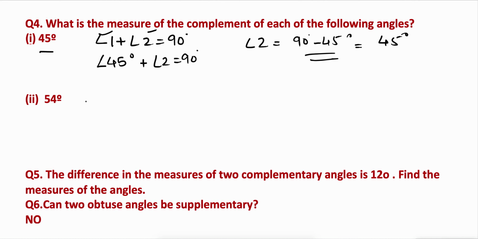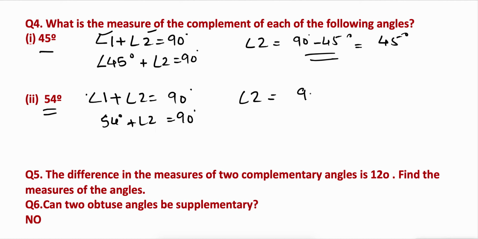Let's take one more example, 54 degrees. We have to find the measure of the complement of this angle. For complementary angles, angle 1 plus angle 2 is 90 degrees. This angle is given as 54 degrees, so angle 2 will be 90 minus 54, which will come to 36 degrees. By this way we can find the measure of the complement of the given angles.